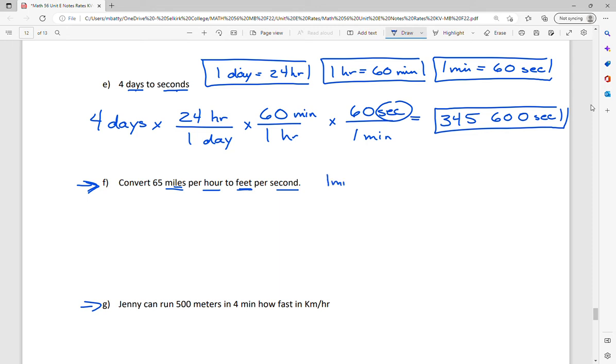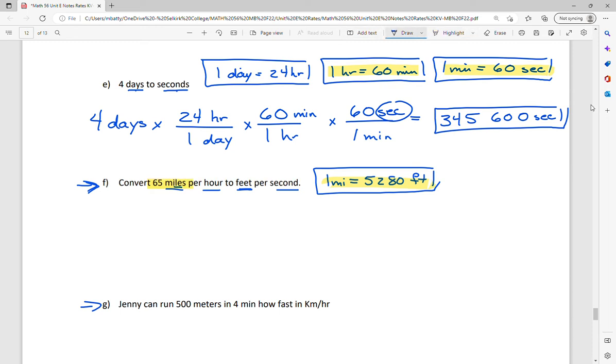1 mile, I wouldn't have known this, maybe you do if you grow up in the imperial system in the stateside, is 5,280 feet. With the time ones, if I want to go from hours to seconds, I've already done that up above, right? I'll just highlight them up here, 1 hour being 60 minutes and 1 minute being 60 seconds. So these are the 3 unit factors I'm going to use converting in this question.